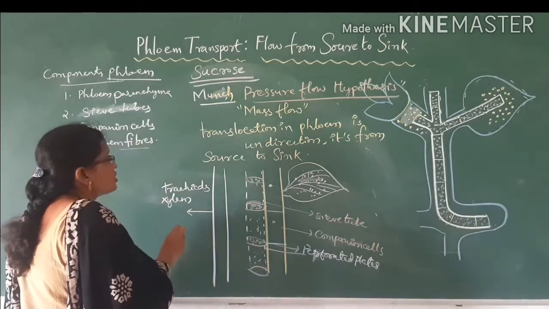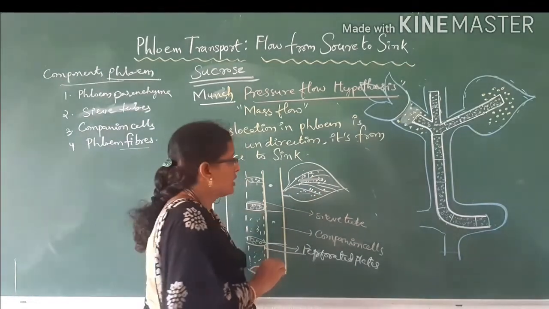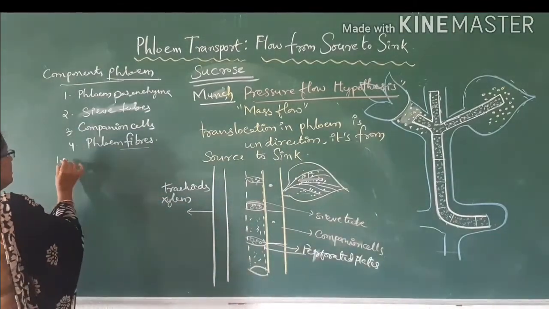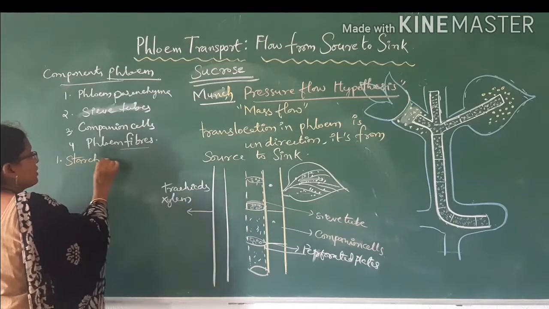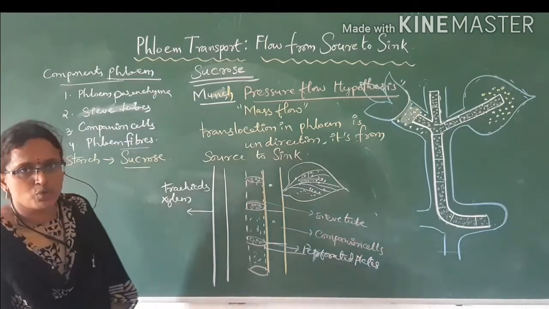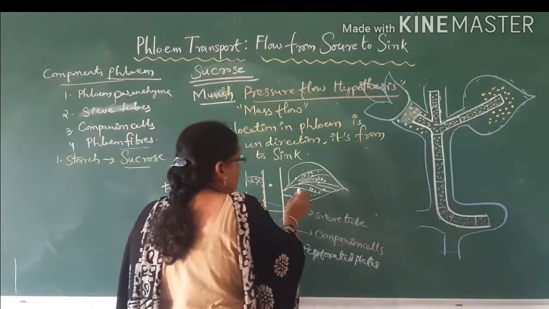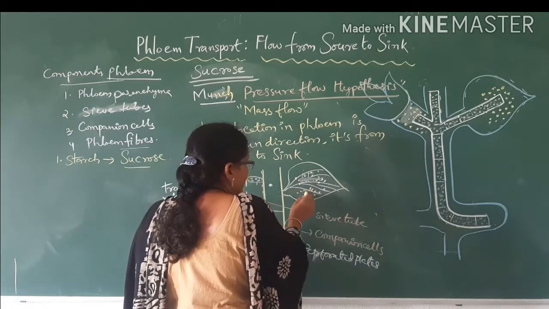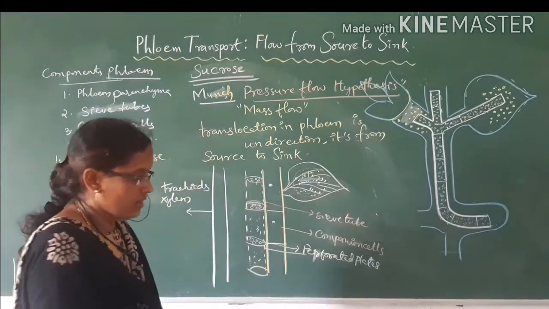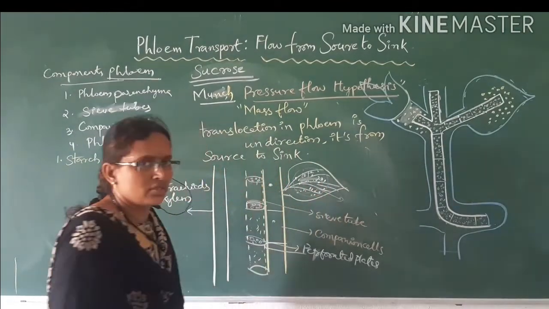So by photosynthesis, plants prepare the starch. First, starch is converted into sucrose, because our food materials travel in the form of sucrose only. In this way, food materials are prepared and accumulated in the leaf. Here there is more concentration, and there is no concentration in the phloem.